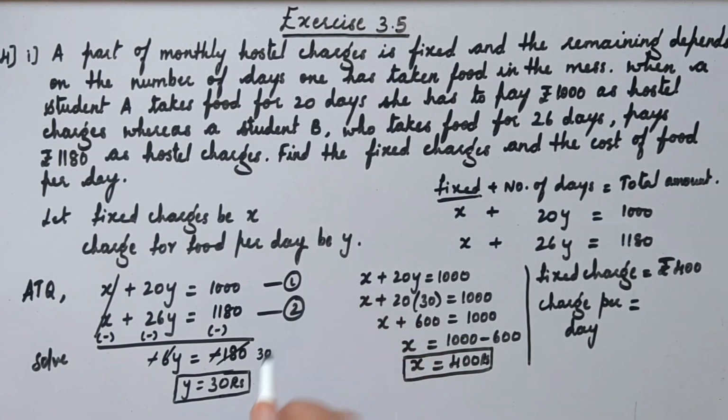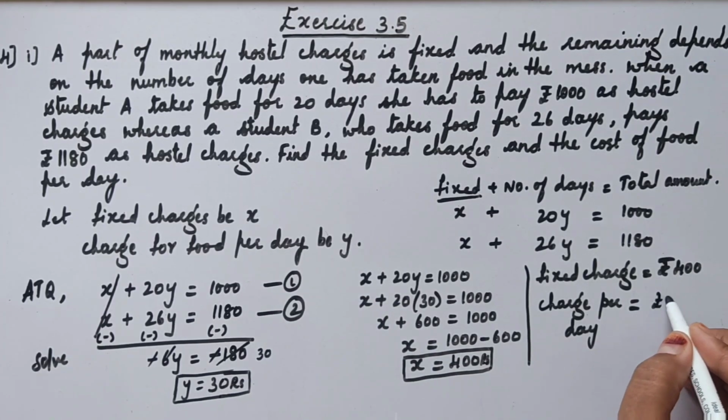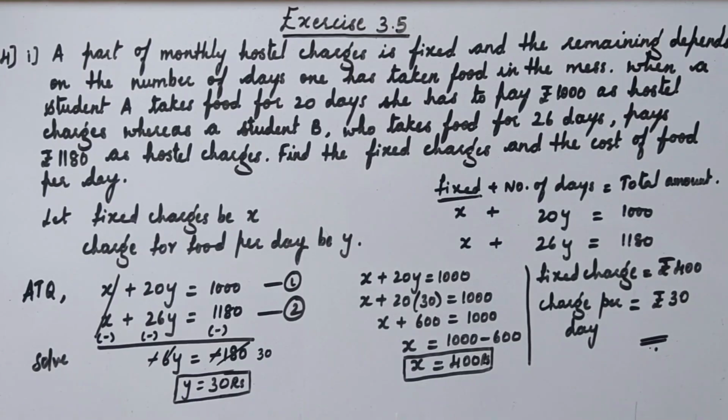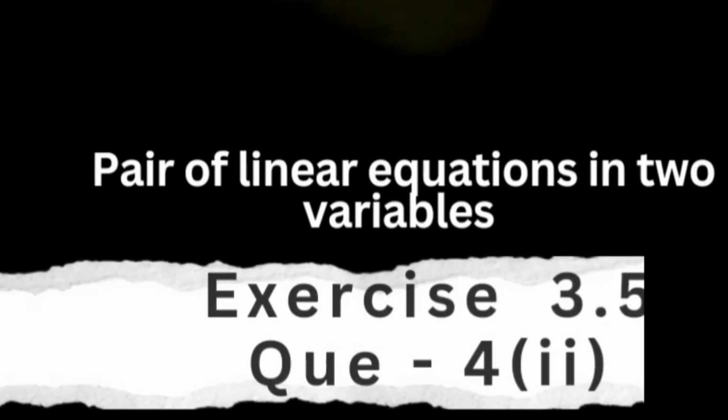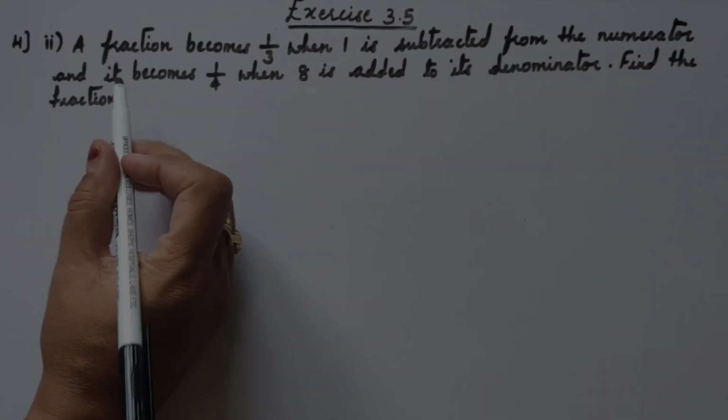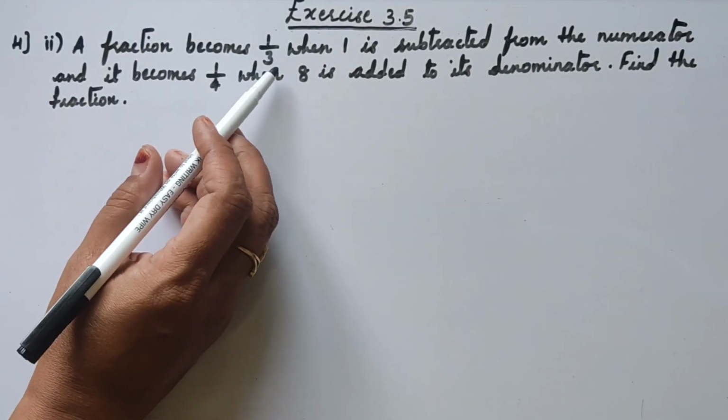That is y. So y value is 30 rupees. I hope this is clear to you all students. A fraction becomes 1 by 3.